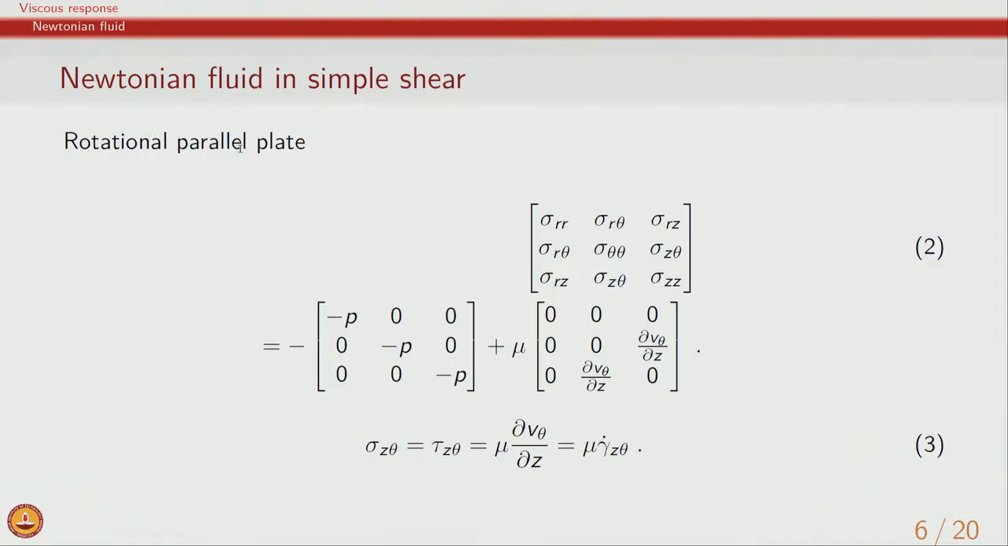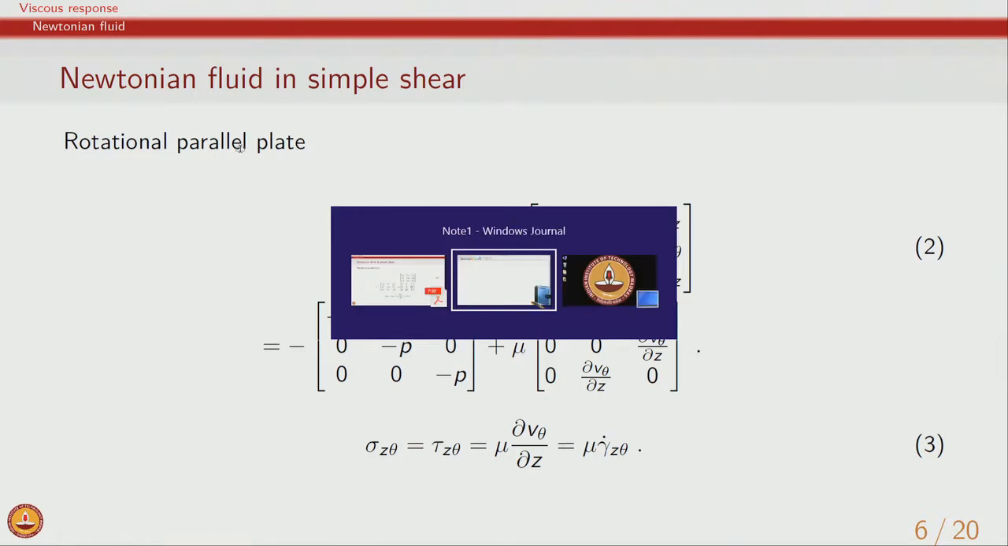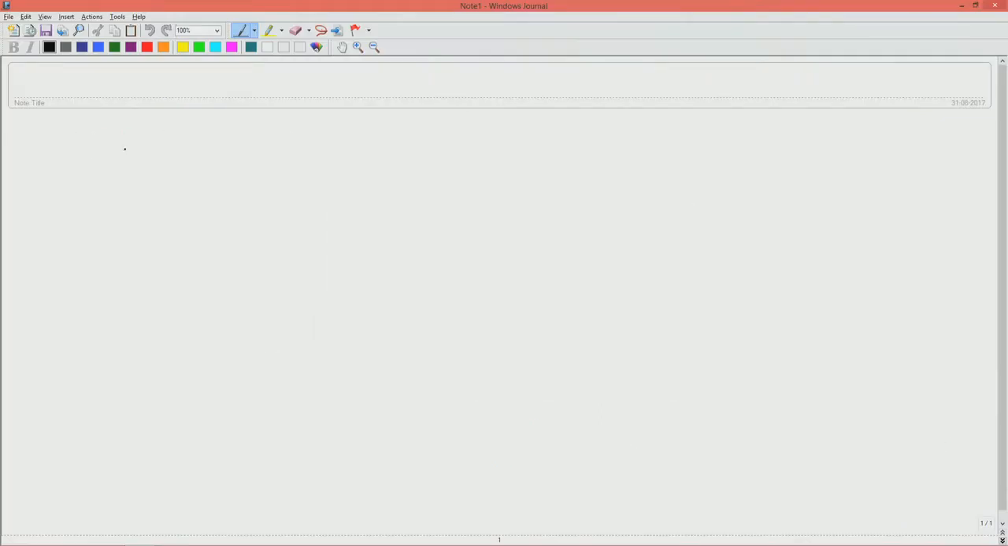So, in Newtonian fluid in simple shear, let us look at the rotational parallel plate, and just to remind you, we basically have a top plate and a bottom plate, and the top plate is being rotated and the fluid is kept in between.